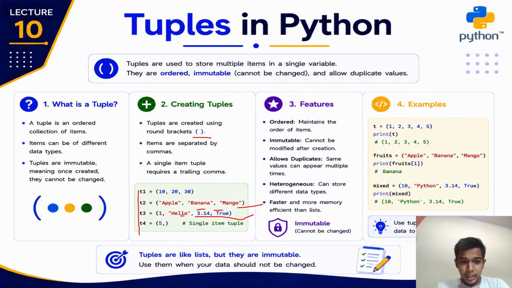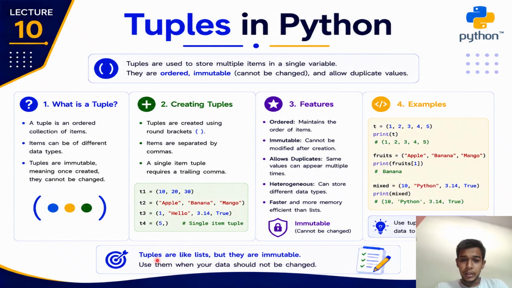Now this one, t4 is equal to (5,). This is called a single item tuple. Notice the comma after the number. Many beginners forget this comma and make a mistake. If you forget the comma, then Python will treat it as an integer, not a tuple. So remember the important rule: a single element tuple must always end with a comma. Let me clear this.